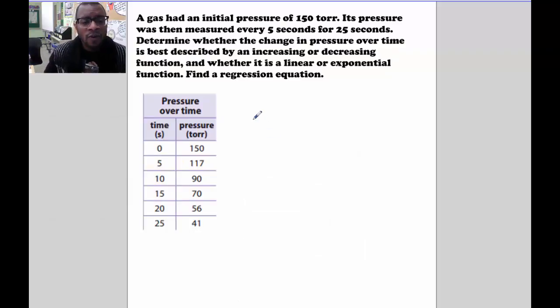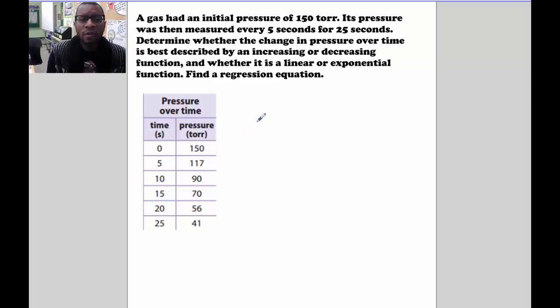All right, and so finally, a gas had an initial pressure of 150 torr. Its pressure was then measured every 5 seconds for 25 seconds. Determine whether the change in pressure over time is best described by an increasing or decreasing function, and whether it is linear or exponential. Okay, and then we want to find a regression equation for this information.